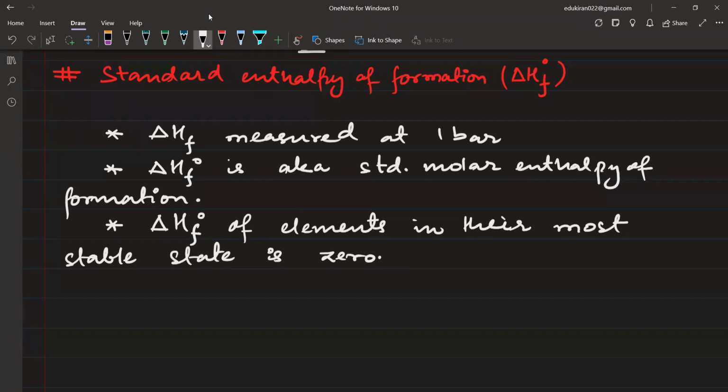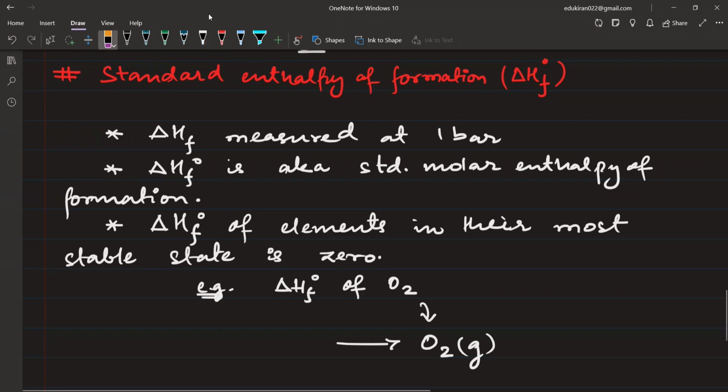Let us suppose I want to calculate the delta HF naught of O2, ऑक्सीजन गैस का, ठीक है. O2 के लिए आपको क्या करना पड़ेगा? How many moles of O2 do you need? 1 mole of O2, ठीक है. Now, what are the elements that make up oxygen gas? कौन सा एलिमेंट है जो ऑक्सीजन गैस बनाता है? Oxygen only, right? Yes, sir. है ना. और ऑक्सीजन गैस क्या होगा? O2.